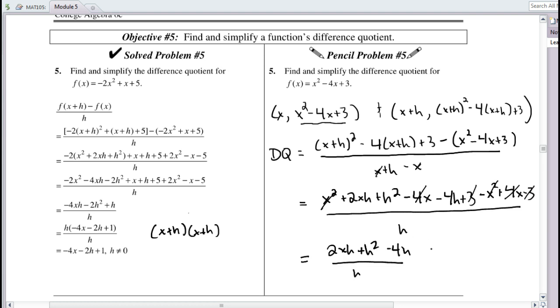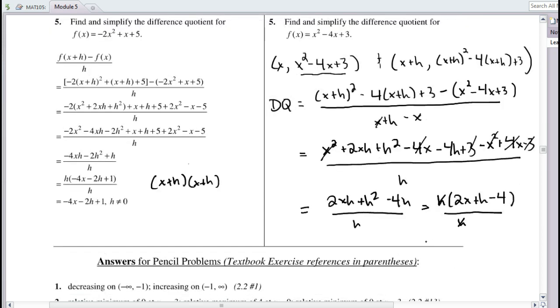Well, there's one more cool thing we can do. Everything on top has an h, so we can factor it out. So we get 2x plus h minus 4, and we still have an h on the bottom. So we cancel those things out, and we finally have the simplified version of our difference quotient, 2x plus h minus 4. And that would be the simplified difference quotient for this problem.